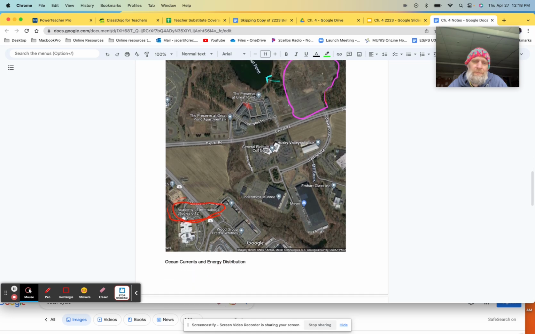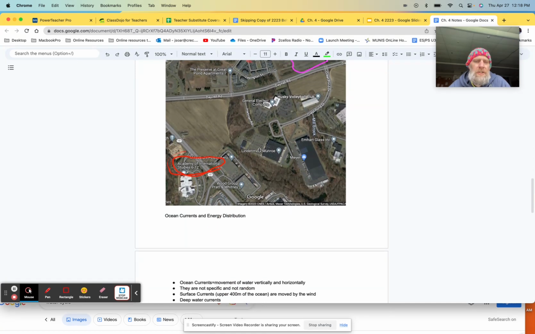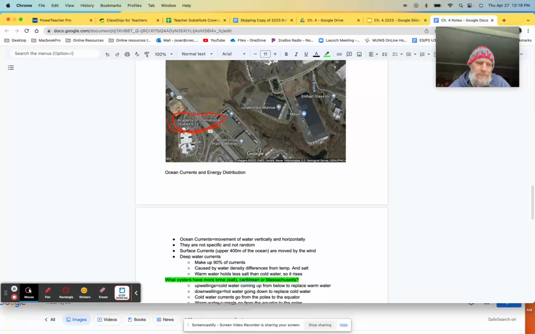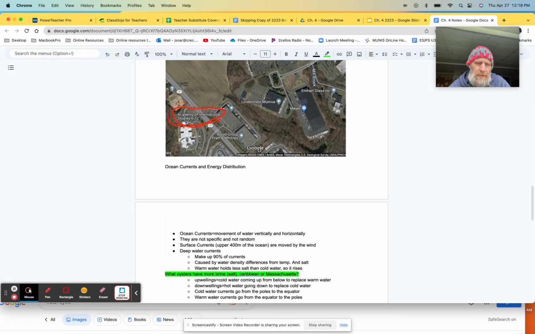Ocean currents and energy distribution. All right. Ocean currents are the movement of water vertically and horizontally. So ocean currents go this way, across the globe, but they also go down deep into the ocean, and then up to the surface. So they're not random. The same currents are pretty much always there.